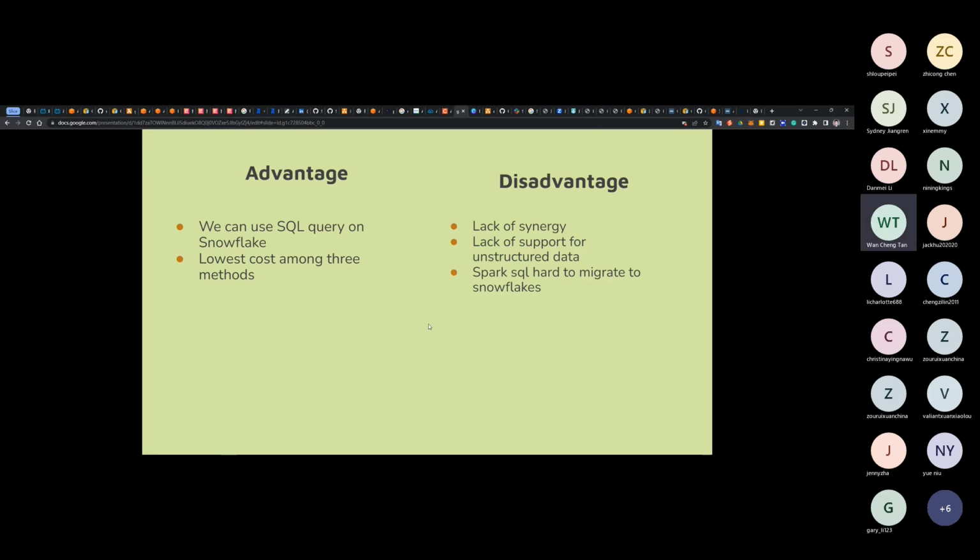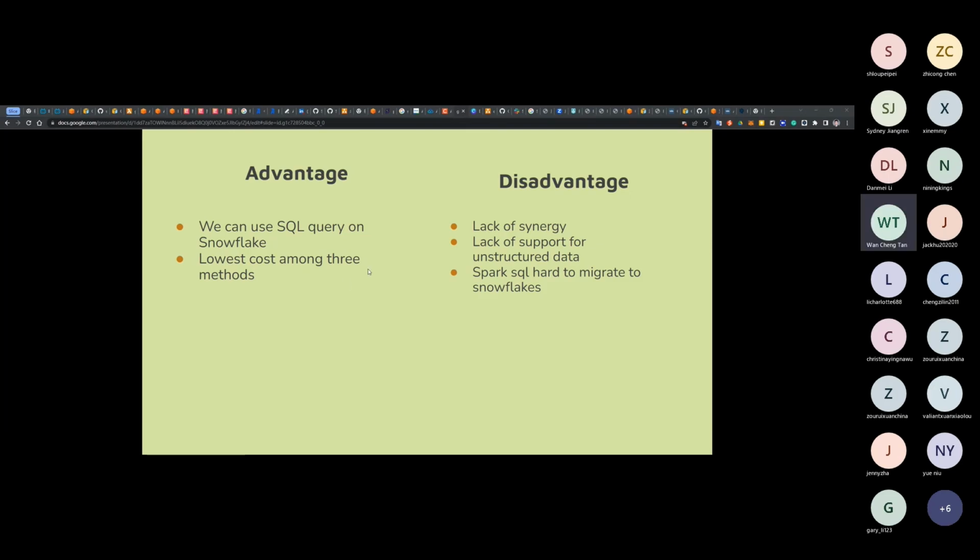Here are some advantages and disadvantages of using Snowflake. We can use SQL on Snowflake, and it has a shallow learning curve for using SQL. Due to the open source nature of Airflow, the cost of this process is the prices of Snowflake, Amazon S3 bucket, and SageMaker. Therefore, we use the lowest cost among these 3 technologies.